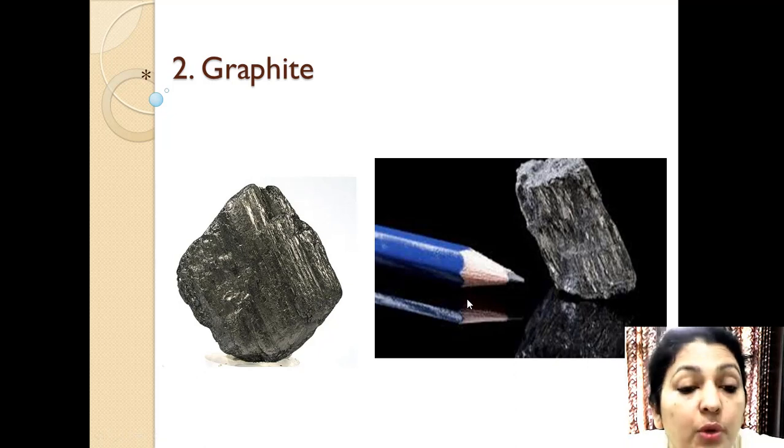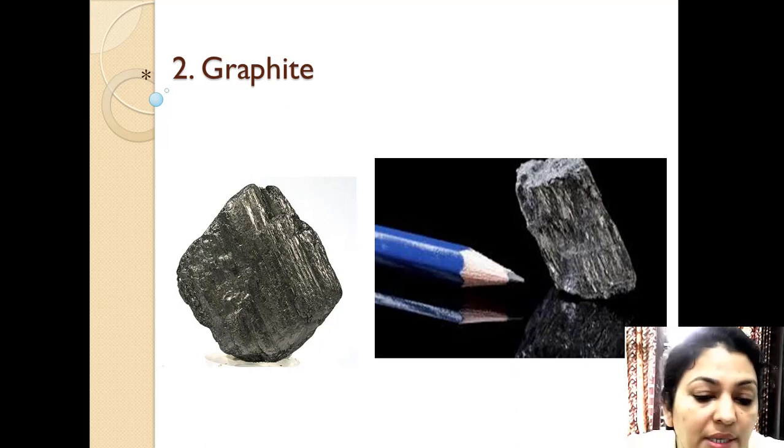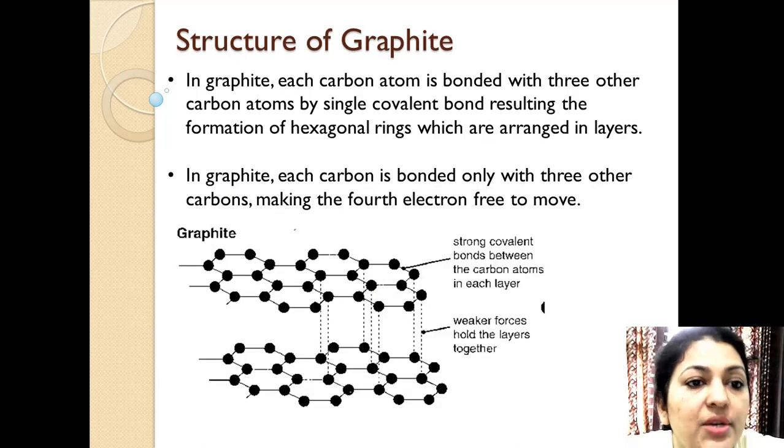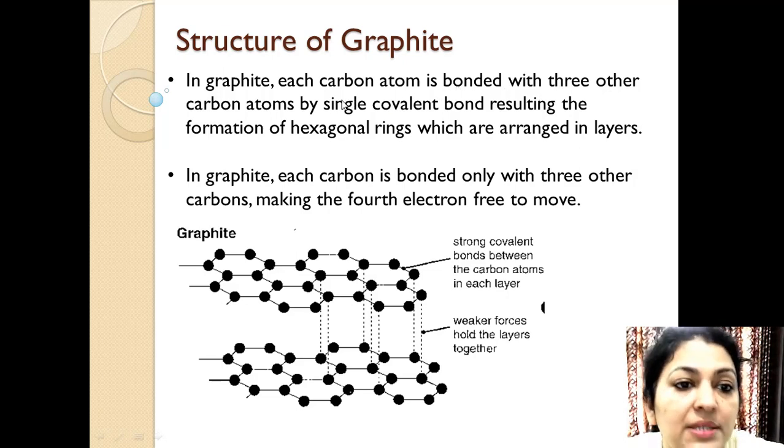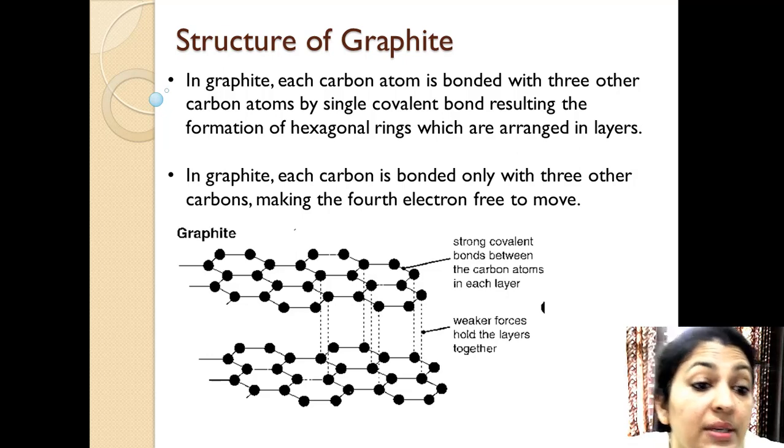So we are going to check which property of graphite makes it suitable for making the pencil lead. Alright. So this is the structure of graphite. Now in graphite, each carbon atom is bonded with only 3 other carbon atoms by single covalent bonding, and due to the continuous bonding of each carbon with 3 other carbon atoms, they make hexagonal rings.